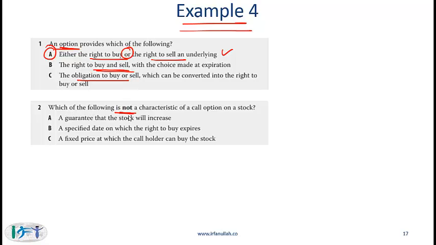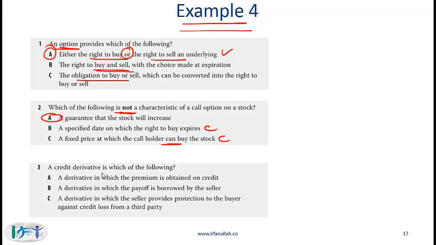Which of the following is not a characteristic of a call option on a stock? A guarantee that the stock will increase, a specific date on which the right to buy expires. This is a characteristic that we talked about. A fixed price at which the call holder can buy the stock. So this implies the option. This also is a characteristic. The correct answer therefore is A.